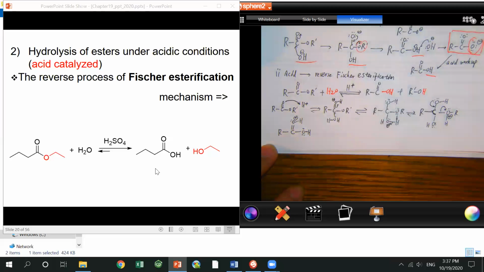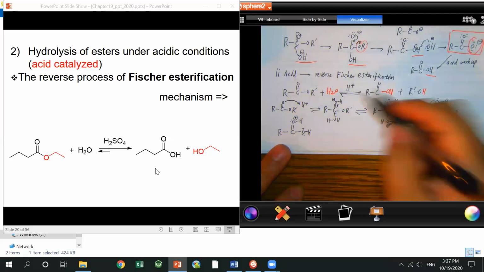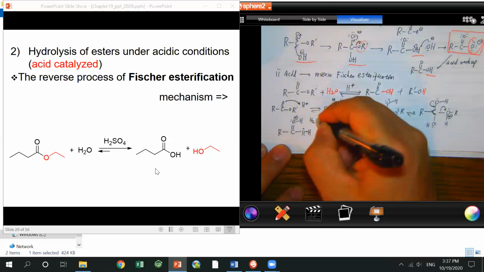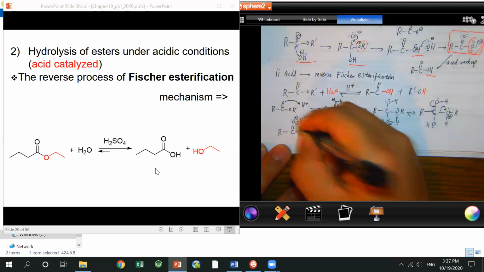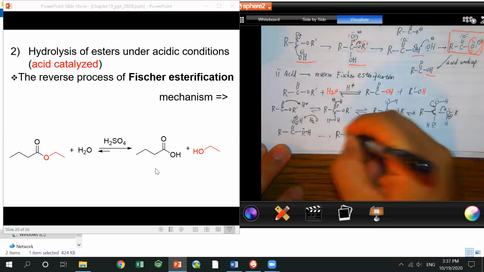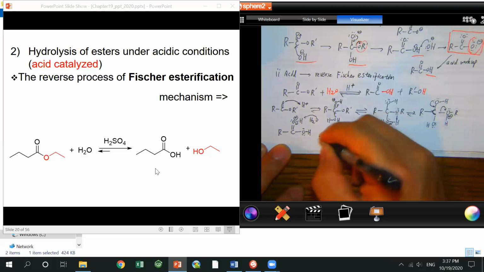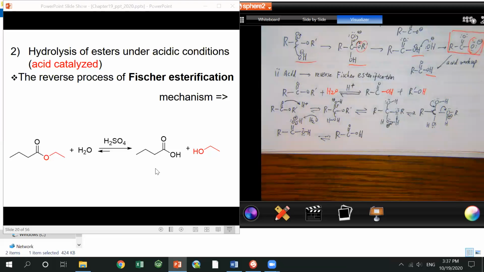Right, and then a base comes in. Normally this reaction is done in water, so water will be the base. It picks off this hydrogen and eventually gives you the final carboxylic acid. So that's the whole reaction process. The mechanism is exactly the same as the reverse of the Fischer esterification. As long as you remember one, it's easy to remember the other. So you just do it backward.